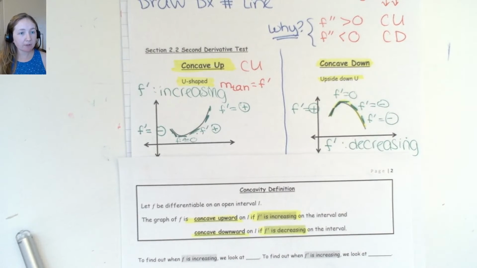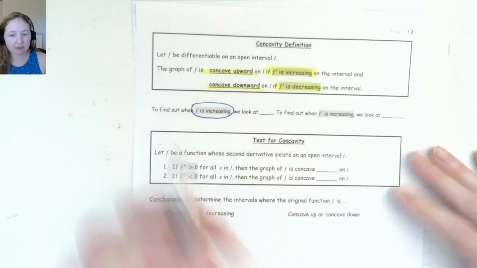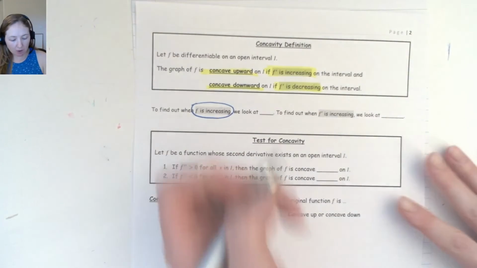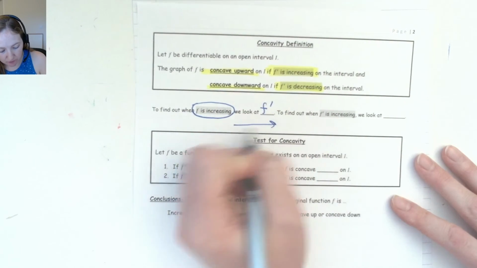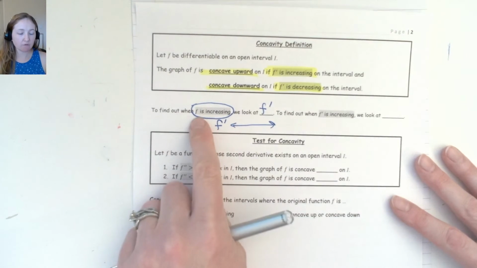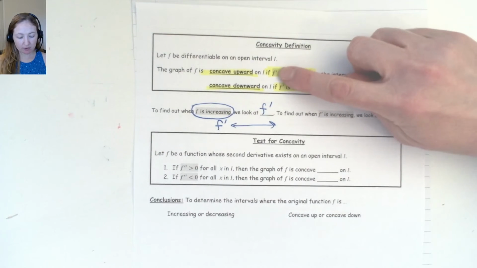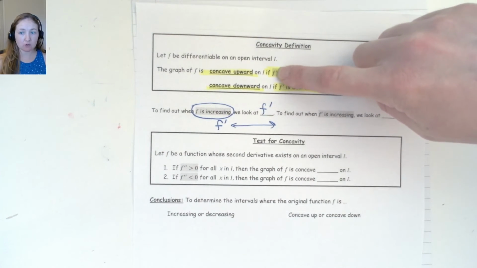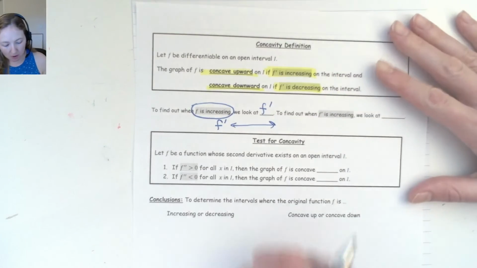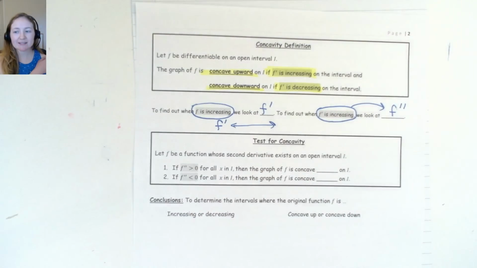Now, this has an implication for how we determine where the function is concave up and concave down. Remember that when we were looking at whether the function is increasing, we added a prime and drew a number line for the first derivative, and that told us if the function was increasing. Now, with concavity, we're interested in whether the derivative is increasing. So for that, we need to look at the second derivative.